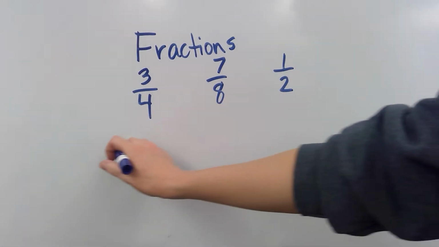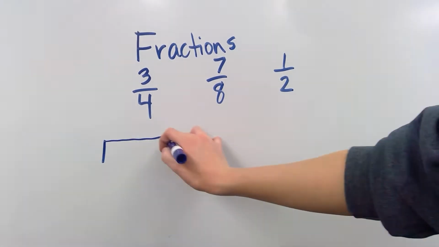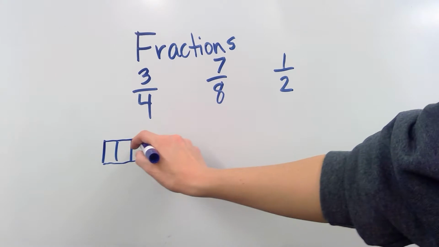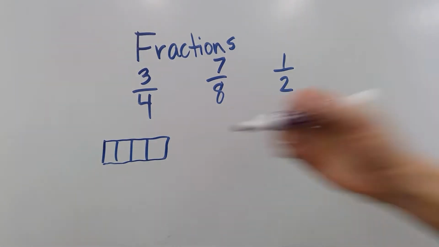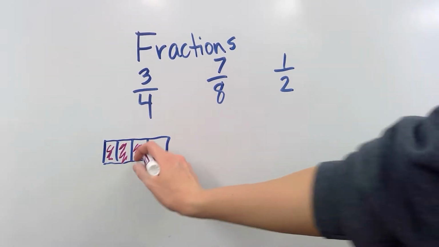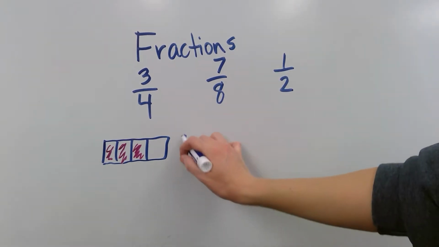All right, so my denominator tells me how many pieces it takes to make one whole. So in this one, it takes 4 pieces to make a whole. My numerator tells me how many I have. So I have 3. That's what 3/4 looks like. 7/8.